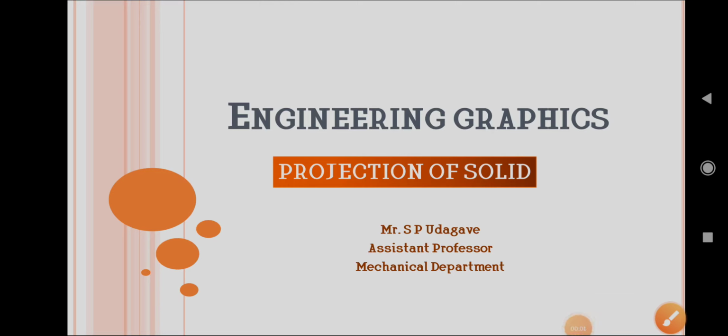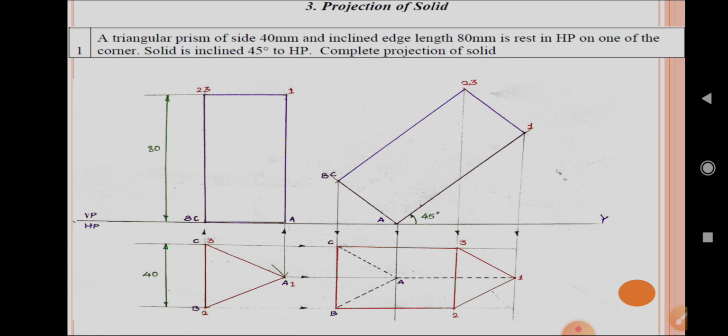In this video, we are going to see the projection of solid related 5 problems. Myself, Mr. S. P. Udgave, Assistant Professor, Department of Mechanical Engineering. So, first problem related with the projection of solid.